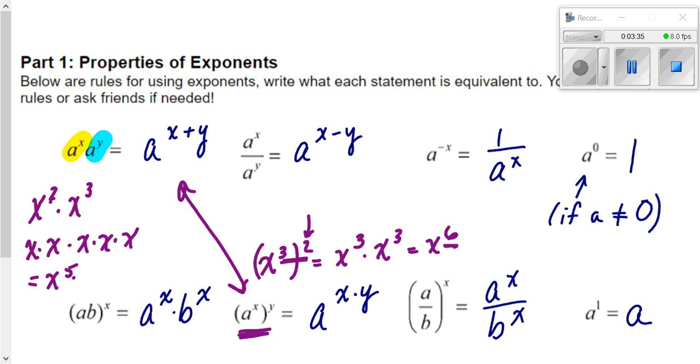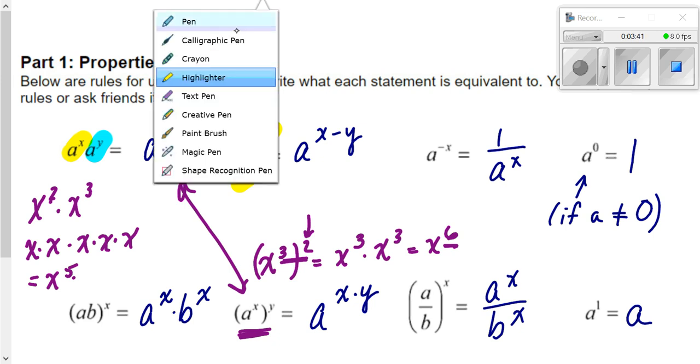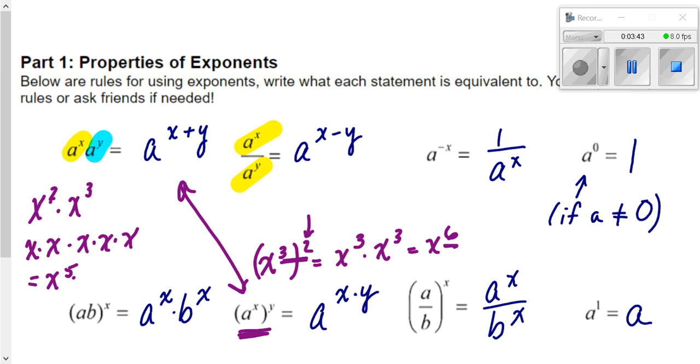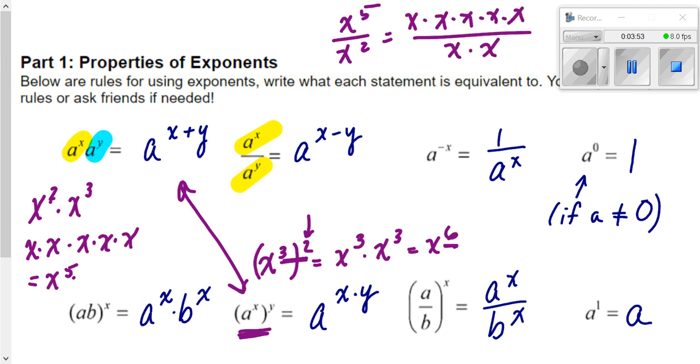All right, the next one, you have a to the x divided by a to the y. You're going to subtract. Again, you could come up with an example, and say if I have x to the 5th over x squared, this means I have x 5 times on the top. I have x twice on the bottom, and then this makes a 1 and this makes a 1. Okay, so if I have x to the third, that means 5 minus 2 would give me the 3.